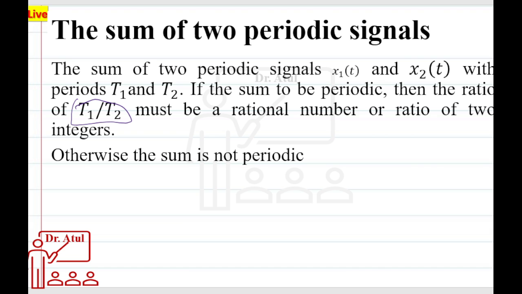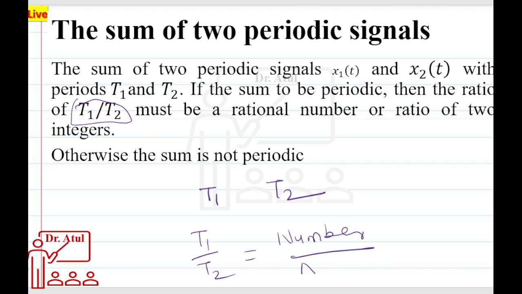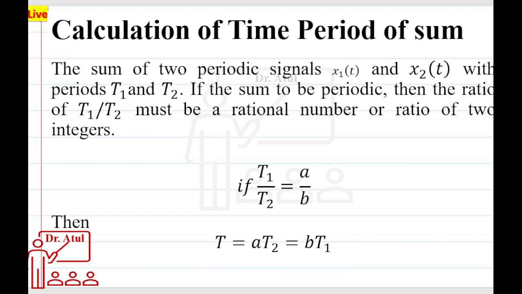मतलब अगर आपका पहले का फंडामेंटल पीरियड t1 है, दूसरे का फंडामेंटल पीरियड t2 है, तो t1 बाई t2 का जो रेशियो होगा ये नंबर बटे नंबर होना चाहिए. फ्रैक्शन से नहीं मिलेगा. ठीक. अब जो रिजल्ट है रेशियो उसमें नंबर्स आना चाहिए. अगर नंबर्स रेशनल नंबर नहीं आते हैं तो जो रिजल्टेंट है वो नॉन पीरियोडिक होगा. ठीक. आप देखते हैं उसको कैलकुलेशन कैसे होगा.